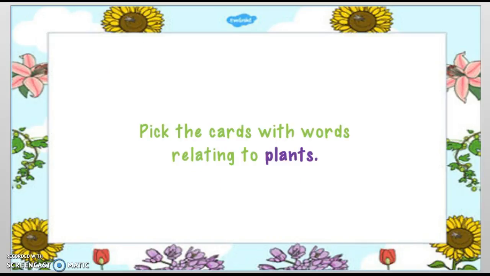And I would like for you to pick the cards with words relating to plants. Is this a trick question? Let's think about this one. Pick the cards with words relating to plants. Talk to your learning coach about this, and you can pause the recording and set aside the cards that are related to plants.